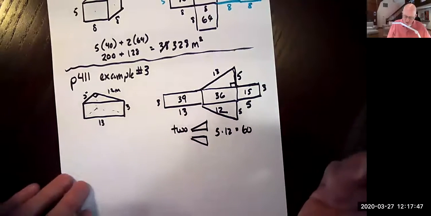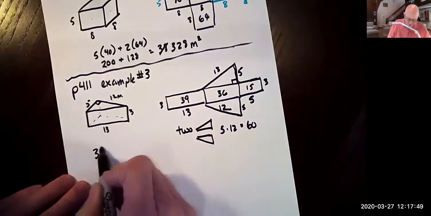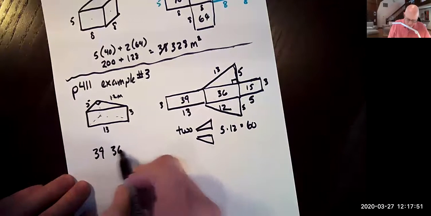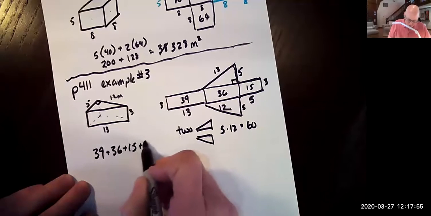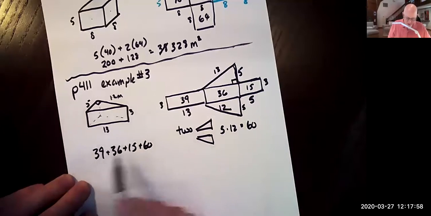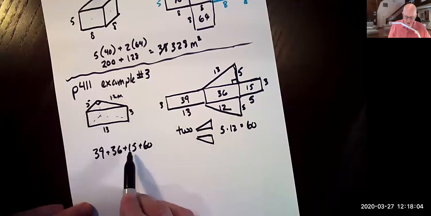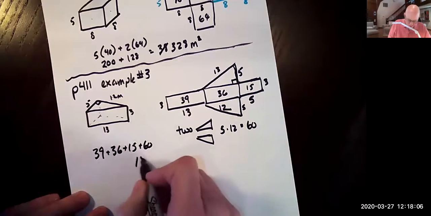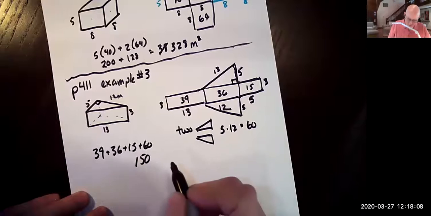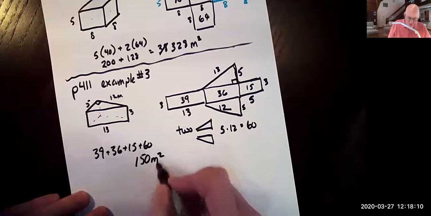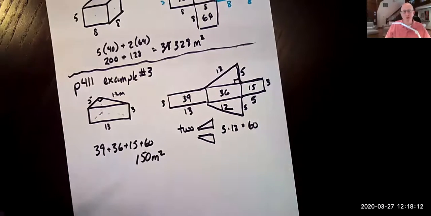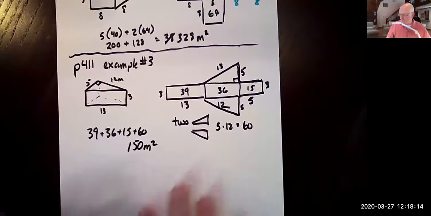All right, so we have to add the areas up. We have 39, we have 36, we have 15, and we have 60. I didn't do this before, so bear with me. 60 and 39 is 99. Add 36 to that, that's 135. Add 15 to that, that's going to be 150. 150 meters squared.